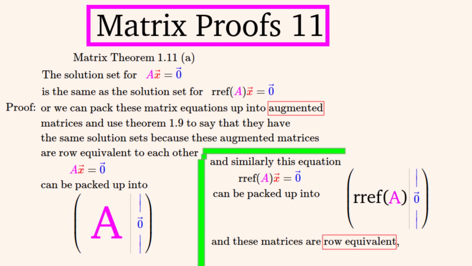These matrices are row equivalent, because their parts are row equivalent. A is row equivalent to its reduced row echelon form, and the zero vector is equivalent to itself because of the reflexivity property. So from a past theorem, their solution sets are the same. So the two equations up the top have the same solution sets for x because of this. So we've proven part A a second time.